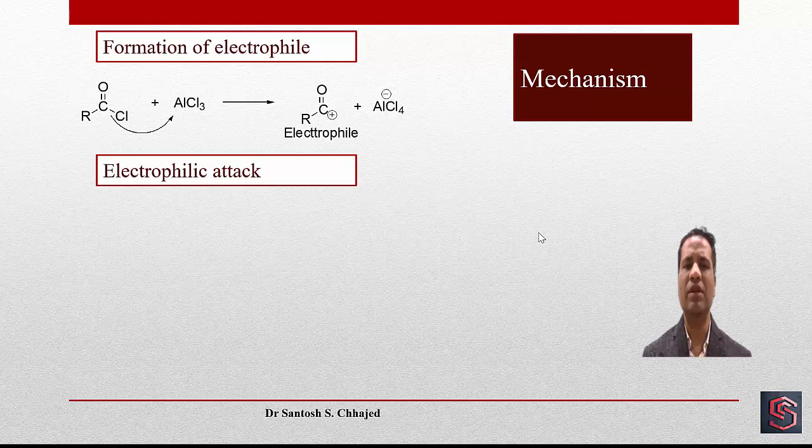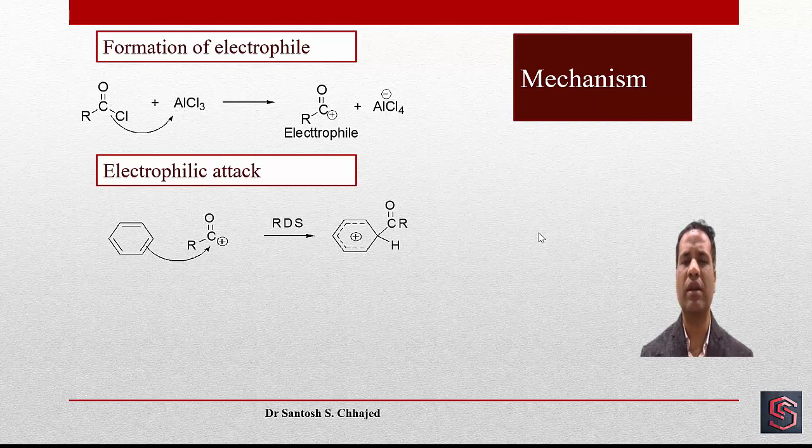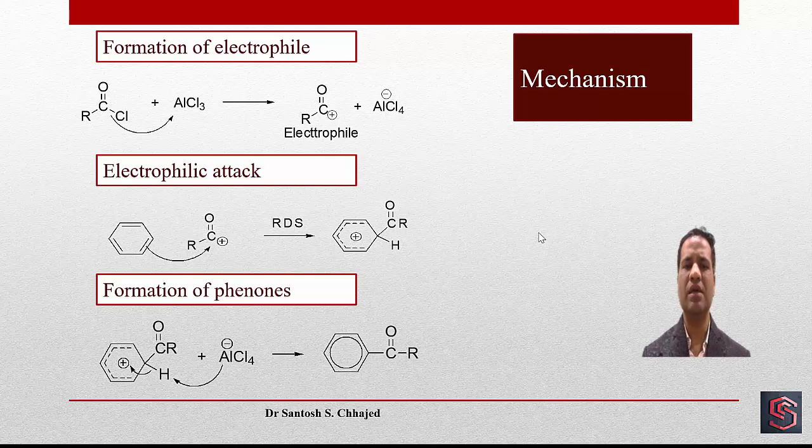Once the electrophile forms, it reacts with the benzene ring. We know that the benzene ring is a source of pi electrons. The ring shares its electrons with the electron-deficient carbonyl carbon, and as a consequence, an arenium ion forms. This arenium ion is stabilized by resonance of the aromatic ring. The arenium ion which is formed then reacts with AlCl4 minus.